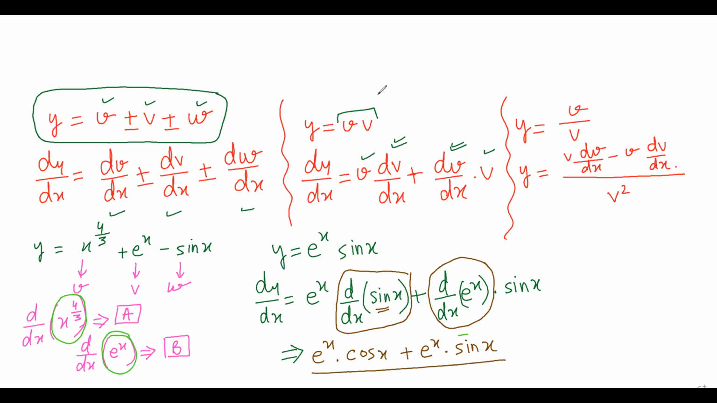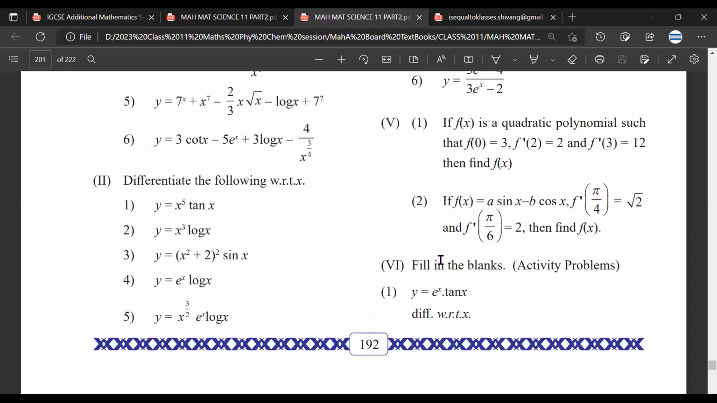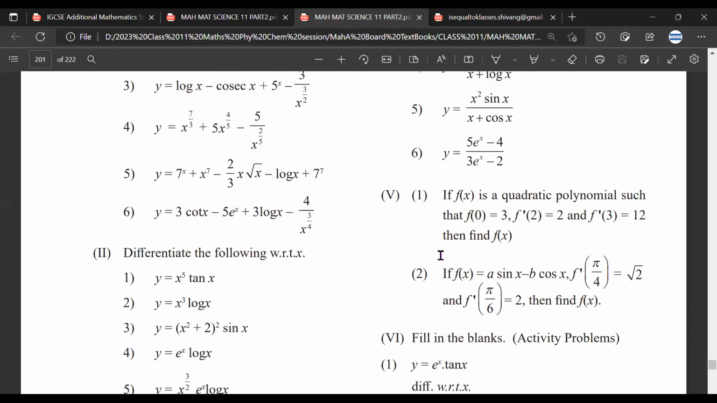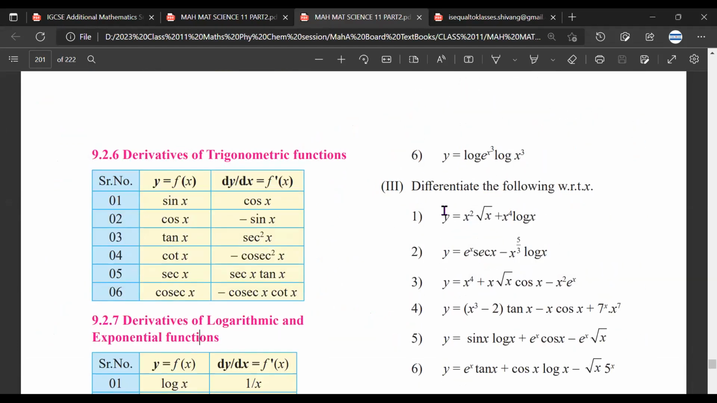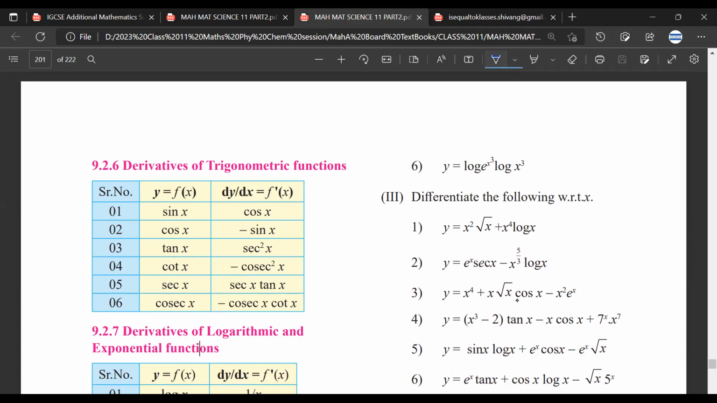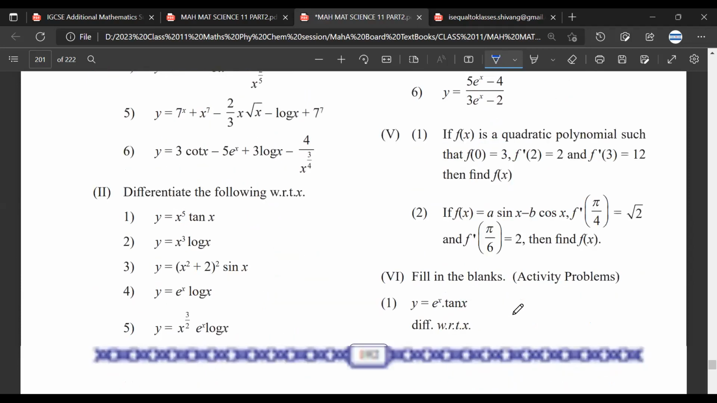So, when we look at these kind of questions that you will have to do in the homework, question number 2. You can leave question number 3. This is a bit tricky, especially if you don't know how to deal with logs. This one is tricky. So, you can also leave the 5th. But if I have a function like this, x^5 into tan x, so how do I find the differential?